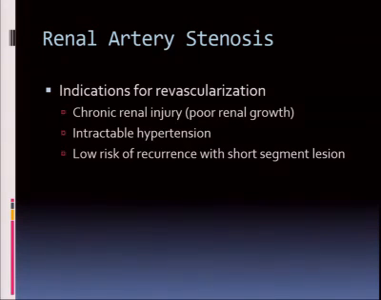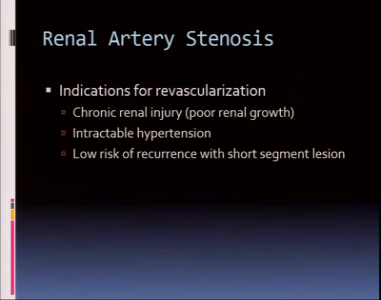And then the last is the actual type of lesion that you see itself. So in most idiopathic cases, you may see a very short segment area of stenosis, and those are very easy to treat. You can balloon them, you can snip them and just reanastomose that lesion, and usually that is a definitive correction.